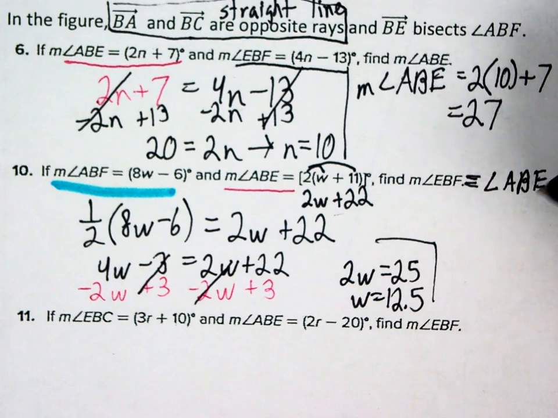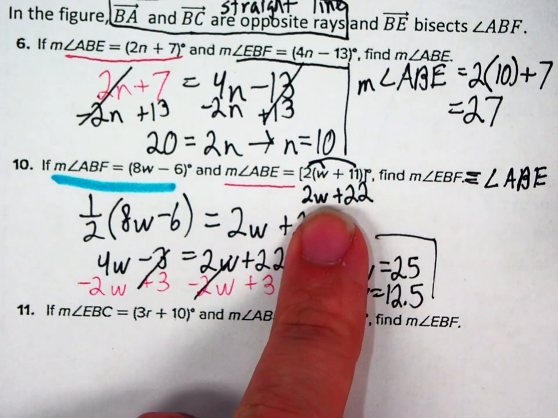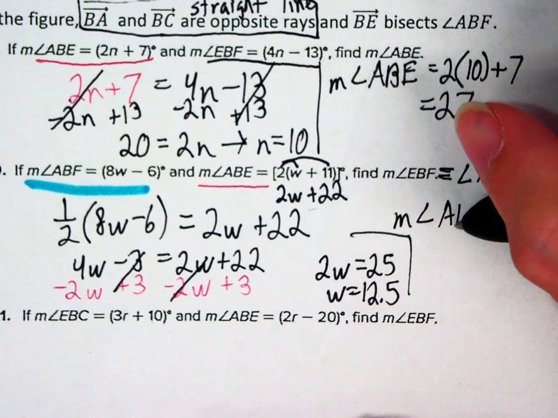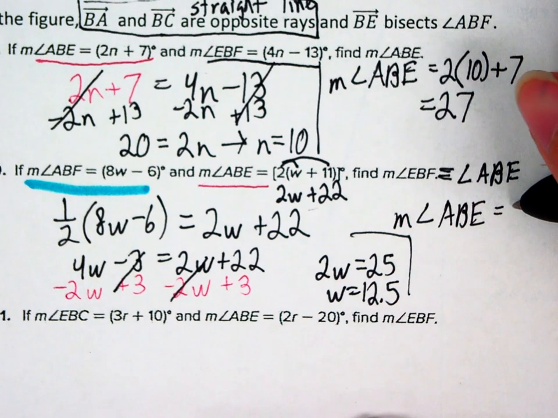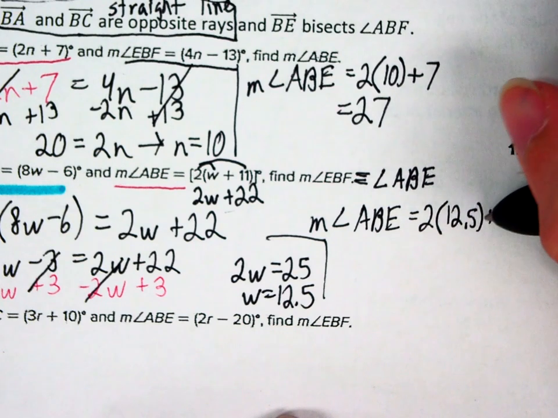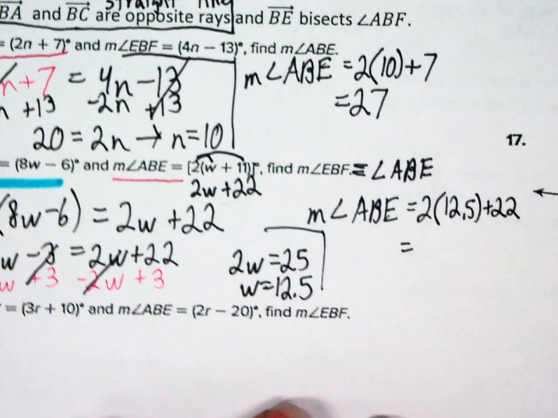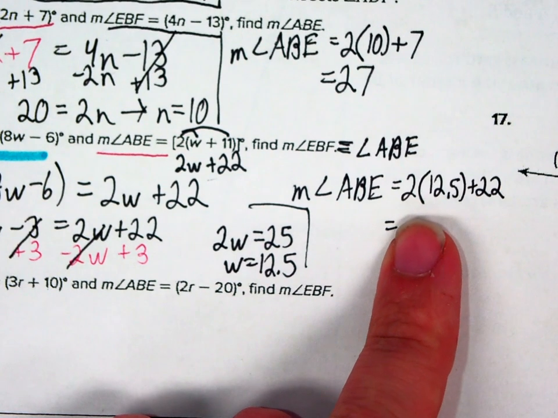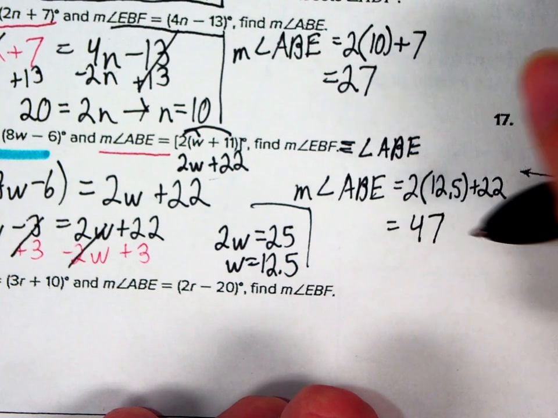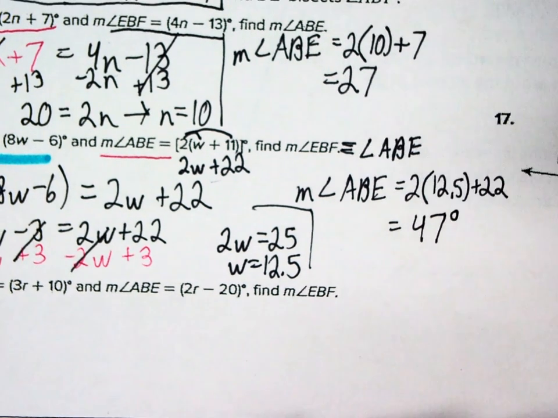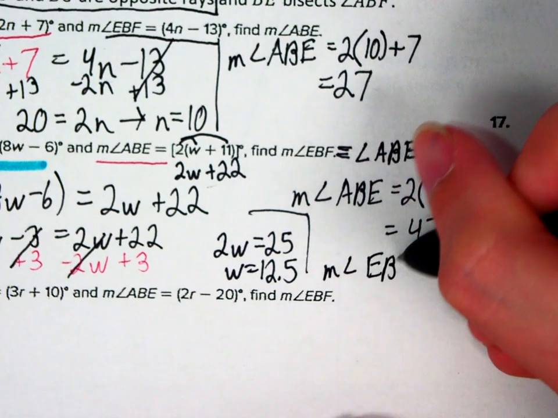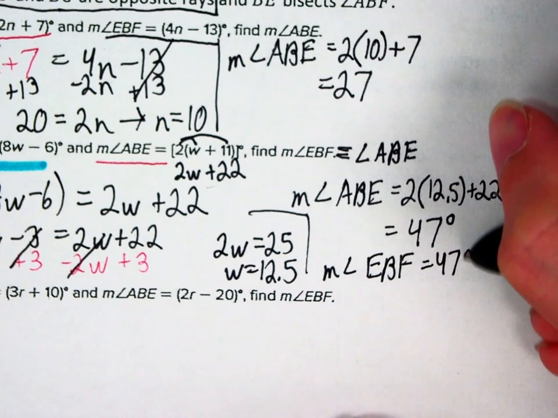We'll find angle ABE by taking our answer and just plugging it in to here. The measure of angle ABE is equal to 2 times 12.5 plus 22. That's going to be 25 plus 22, which gives us 47. So our measure of angle ABE is 47 degrees. The measure of angle EBF would be 47 degrees as well.